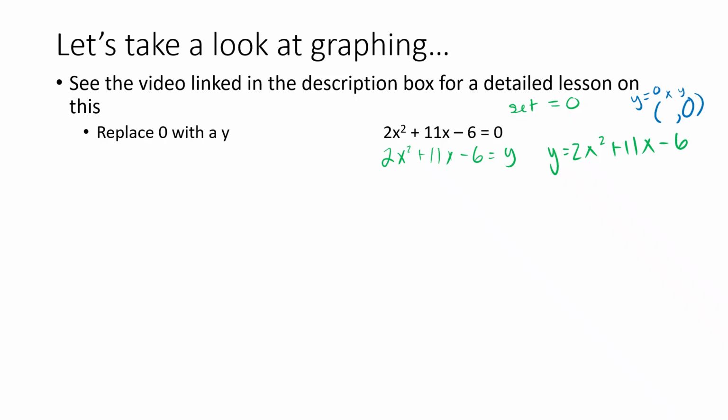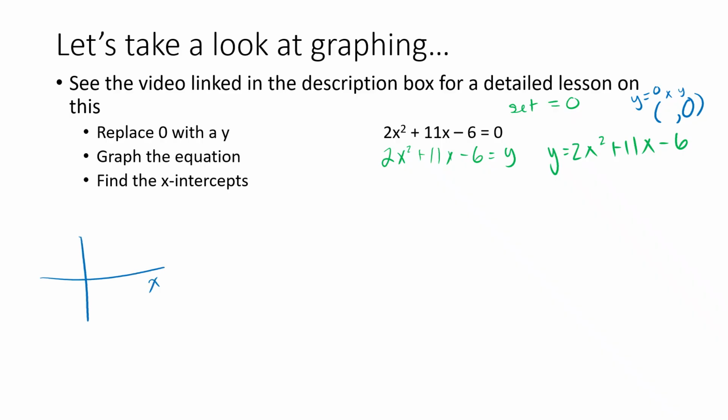Once you've got your equation in that form, then you go ahead and graph the equation and you find the x-intercepts. Here's my x-axis there. Your x-intercepts are going to be where the graph crosses the x-axis. And I want you to note that for each of those points, the y-coordinate would be 0.